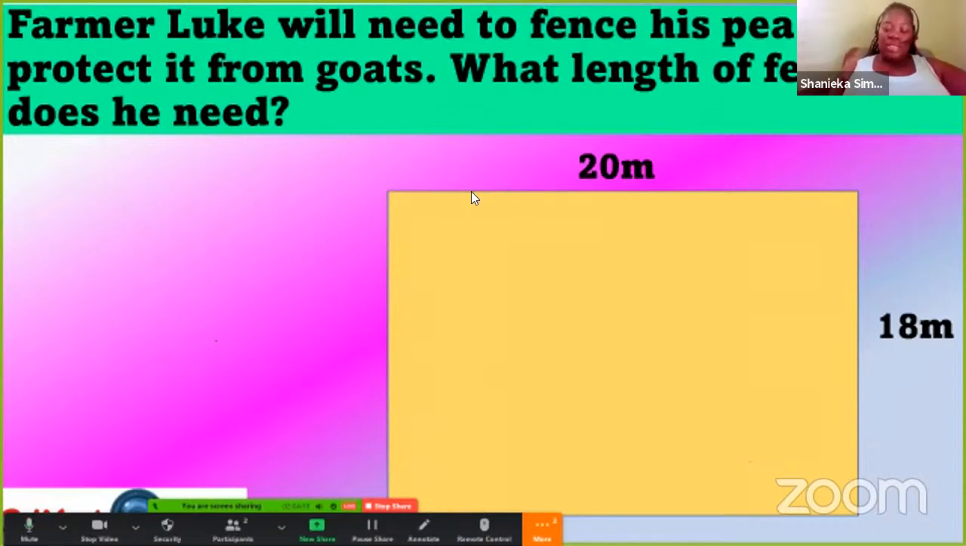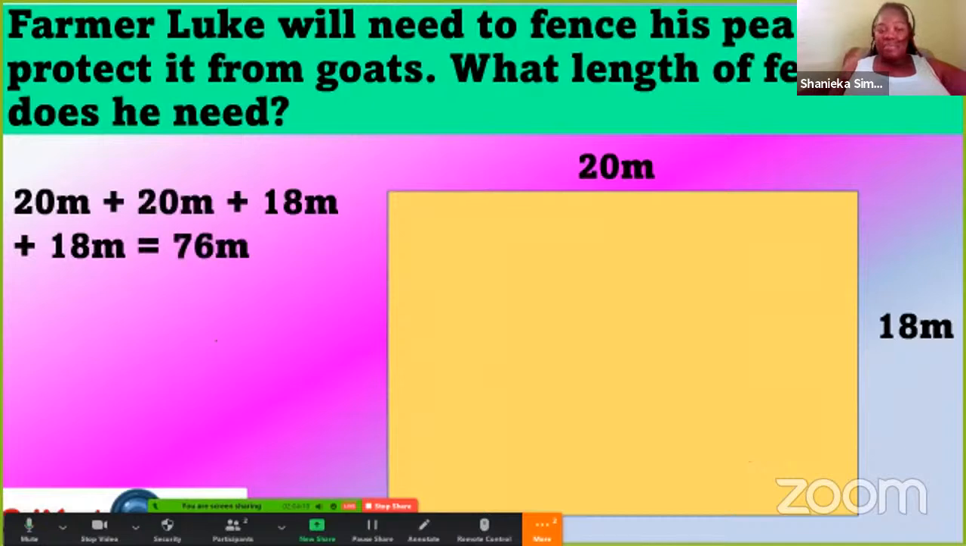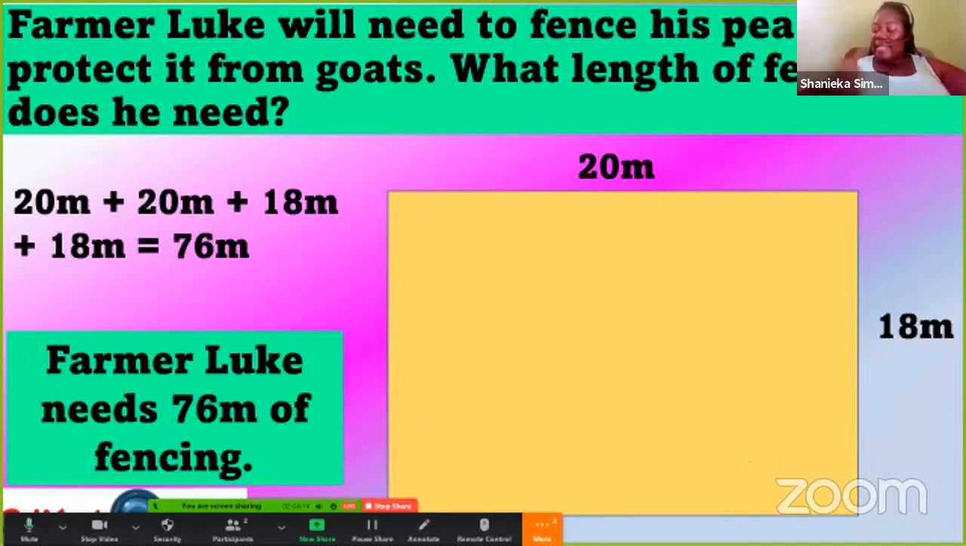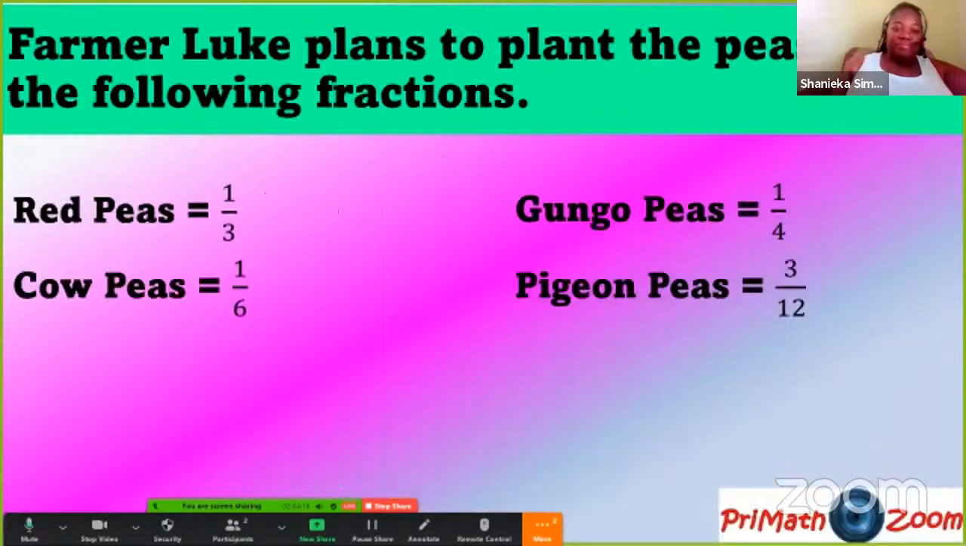All right. So that is how we would come up with our 76 meters. So Farmer Luke needs to buy 76 meters of fencing for his fence. Great. All right. So let us move on.